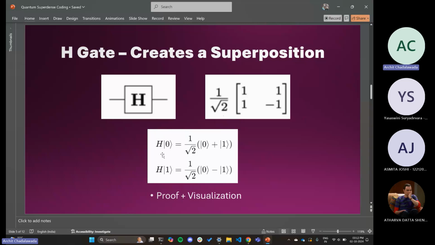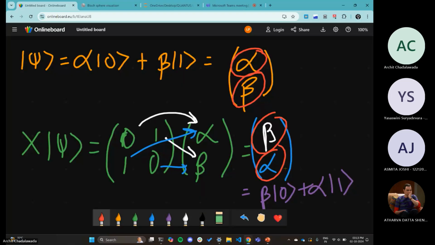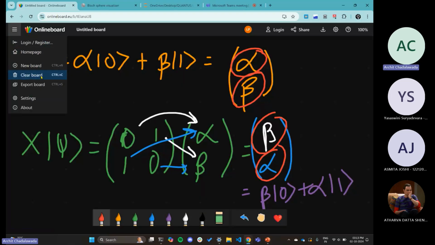And we see that when we apply it on 0 and 1, we get equal superposition states of 0 and 1 with 1 by root 2, because when we square 1 by root 2, we get a 1 by 2 probability of measuring both 0 and 1. And the difference being, applying Hadamard to 0 and 1, we get a plus and minus respectively. And this minus mathematically represents a 180-degree phase difference between the 0 and the 1. So let's actually apply this on 0 and 1 and prove if it's actually correct. So let me just clear the whiteboard and continue.